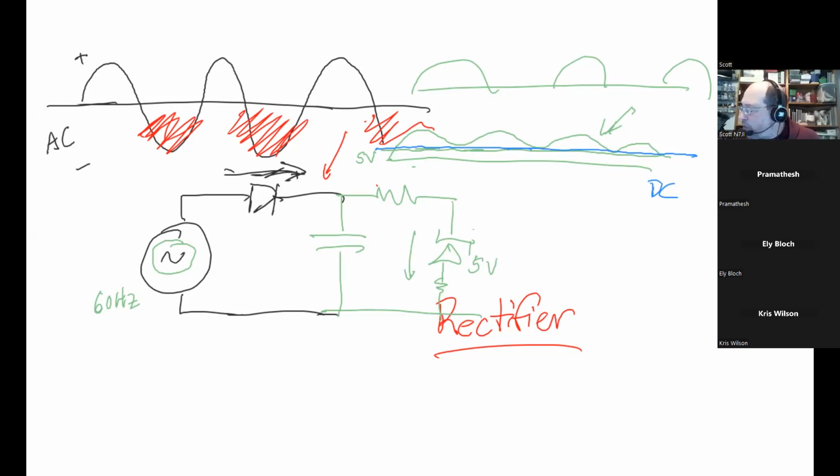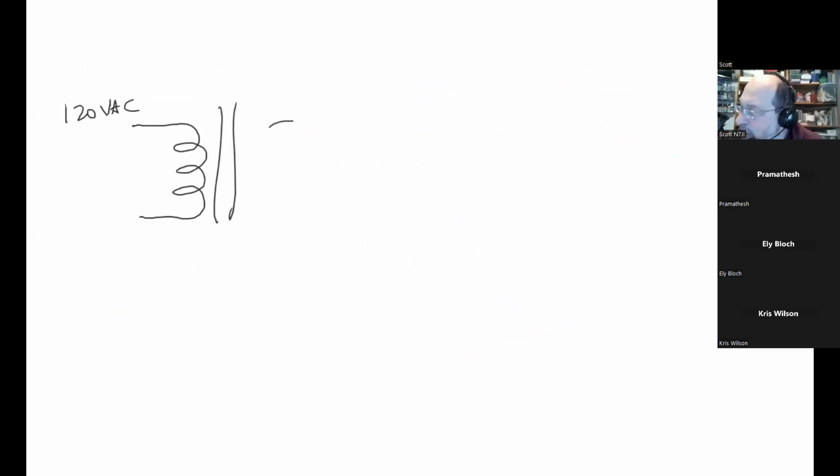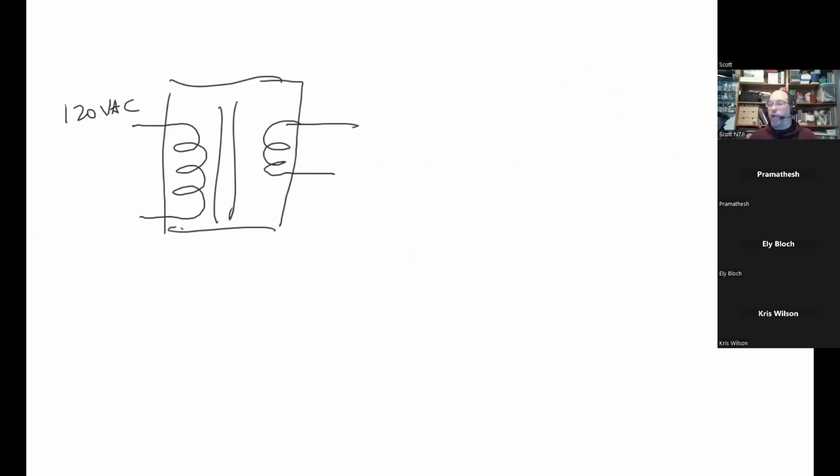Now, the other thing that we need to do here is that it is very difficult and kind of wasteful to convert 120 volts AC into 5 volts DC directly. I mean, that's basically kind of stupid and we would never do it. What we would do instead is we would do something like this. Anyone know what this thing is called? Transformer. That is a transformer.